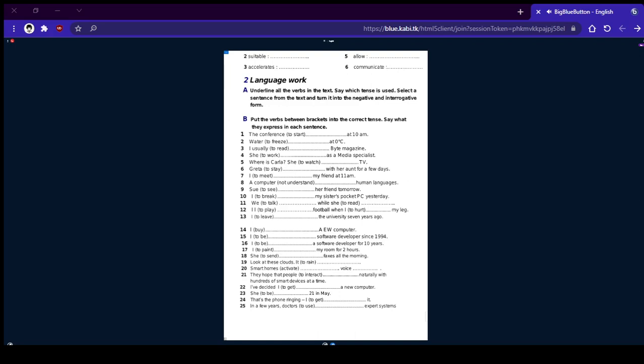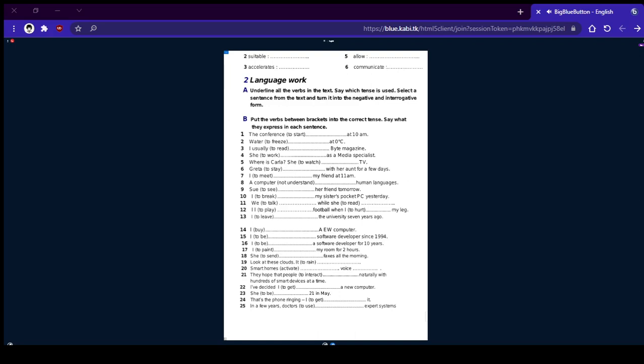I to break my sister's pocket to see you today. I broke. Very good. I broke. Yeah, because we already have yesterday, so it's past.